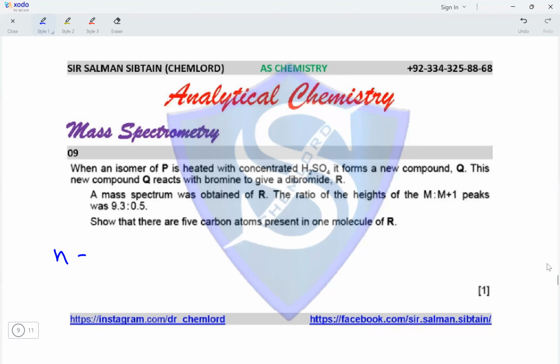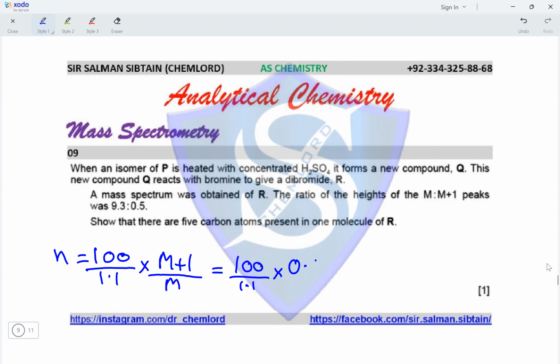The number of carbon atoms is given by the formula 100 upon 1.1 into the M plus 1 height upon the height of M, which will be equal to 100 upon 1.1 multiplied by 0.5 upon 9.3. This gives us a value of 4.89, which will be rounded up to 5 because the number of carbon atoms will be a whole number. Therefore, 5 carbon atoms are present in the molecule R.